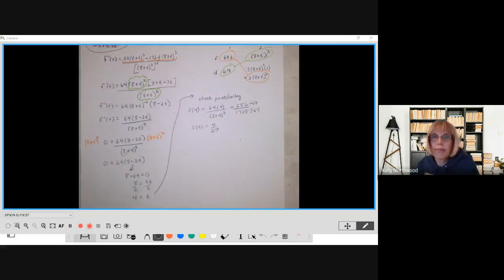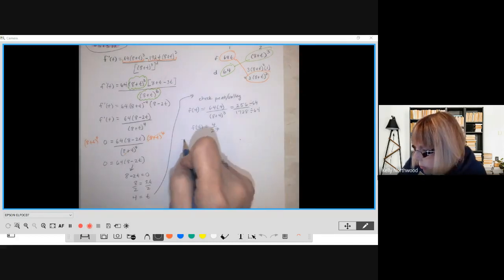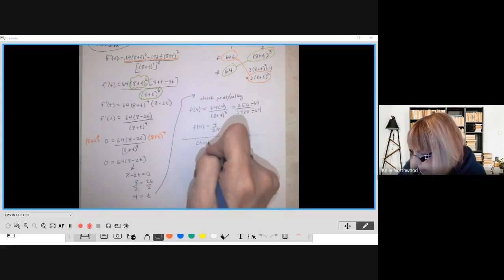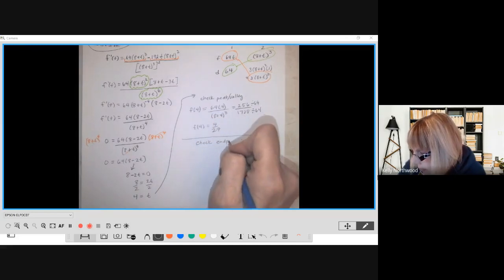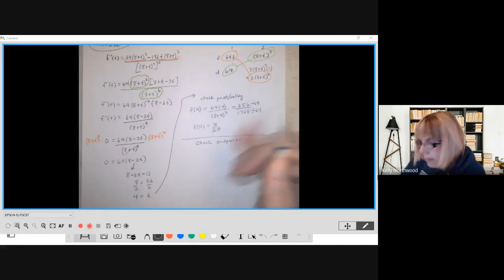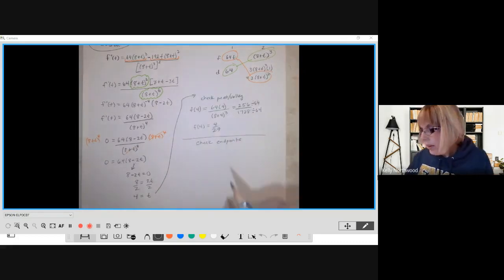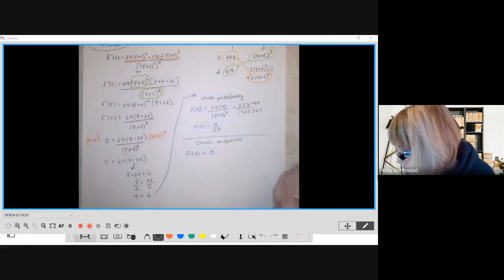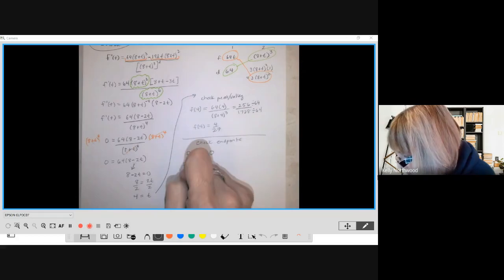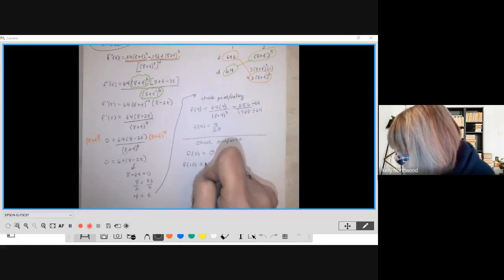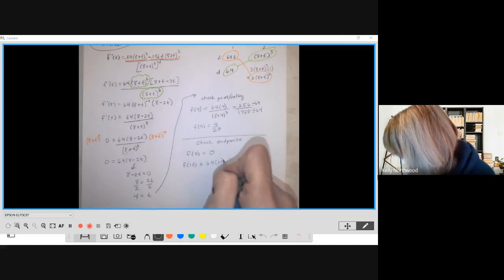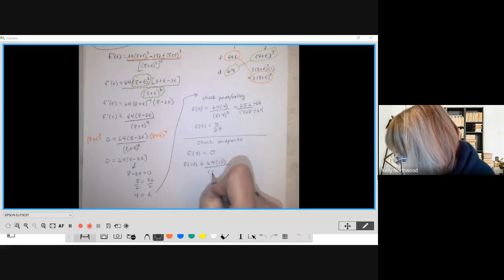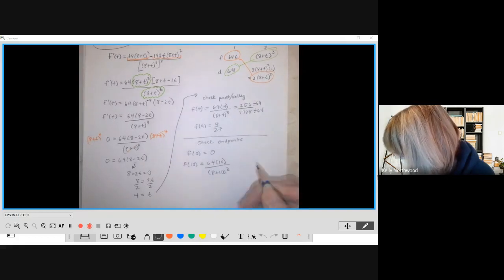So there's a fraction, 4/27ths of the population in week 4. So now we're going to check endpoints. So we want f at 0, which is 0, and f at 10, which is 64 times 10 over 8 plus 10 cubed.